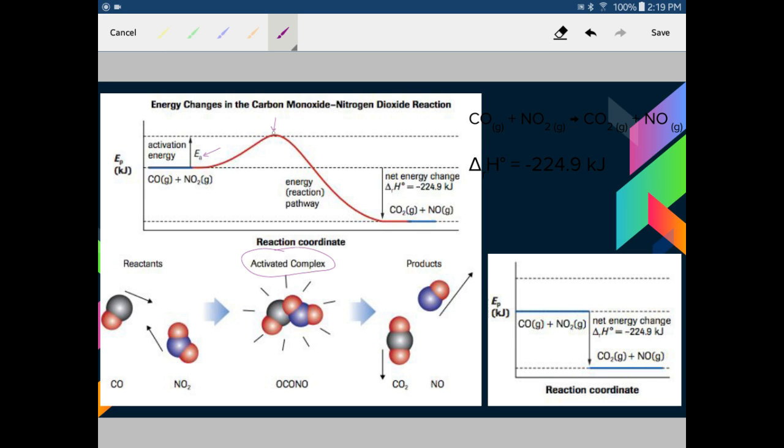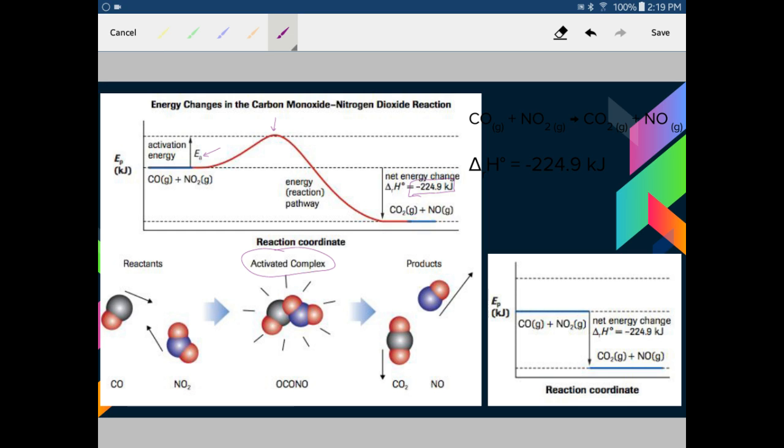We've pushed the ball up to the crest of the hill, and the rest of the way is pulled by gravity, or in this case, it's just a forward reaction rate. So we see that ΔH equals negative 224.9 kilojoules for this reaction in the forward direction. So we see that it is an exothermic reaction and energy is released.